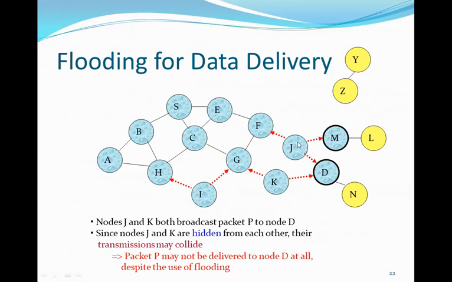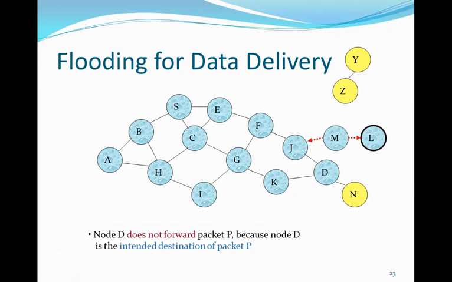And on this side, it is moving toward nodes M and L. And over here, for example, if there is no collision, node D will absorb this packet and it will not be forwarded to node N. There are two more nodes, Y and Z, in this network. And as you know, they are not in the range of any node. Therefore, because of this, they are not part of this communication process.